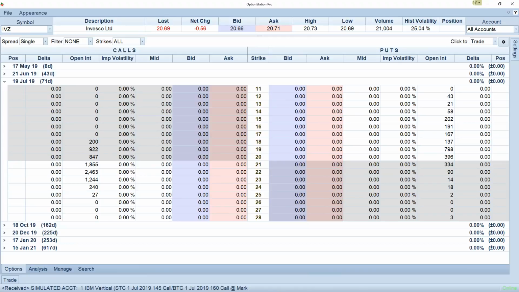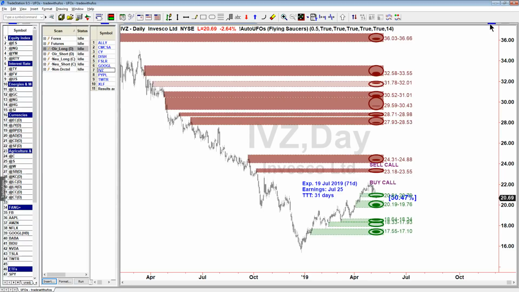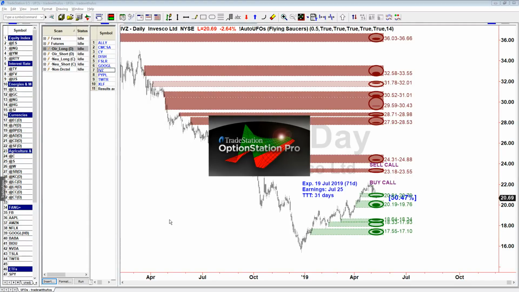I will be happier as well if my computer screen updates. Okay, that would be even better. So let me reset Option Station Pro. I'm just going to reopen Option Station Pro, and we're going to be able to see the option chain, and we'll be able to look at the spread and everything.